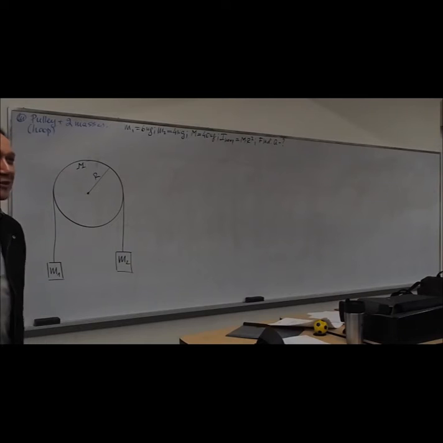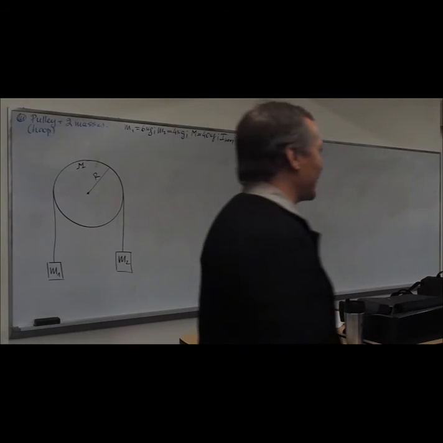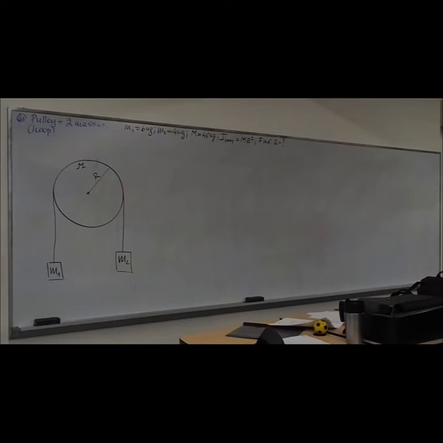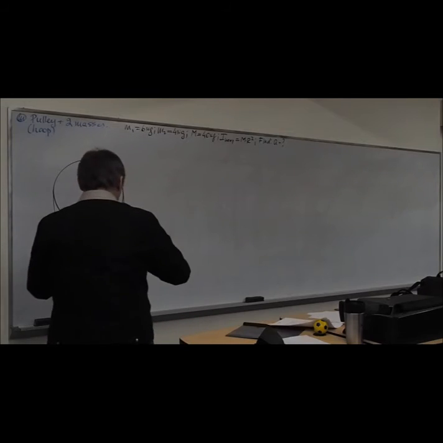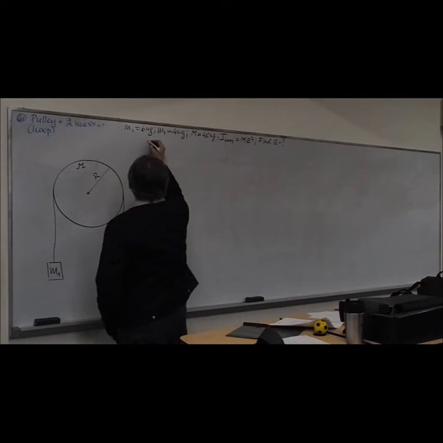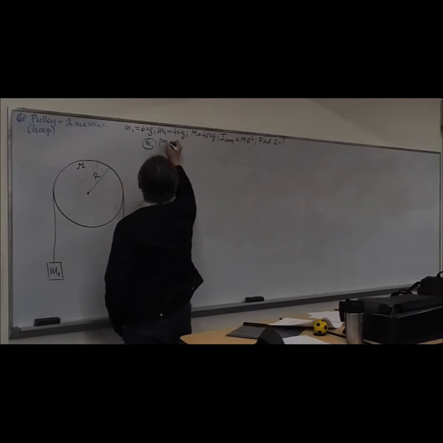Yeah, so three objects. And how many types of motions are we going to have here? Of course, two. So we have translational motion of M1 and M2, and pure rotational motion of the pulley. So for M1, pure translational motion.